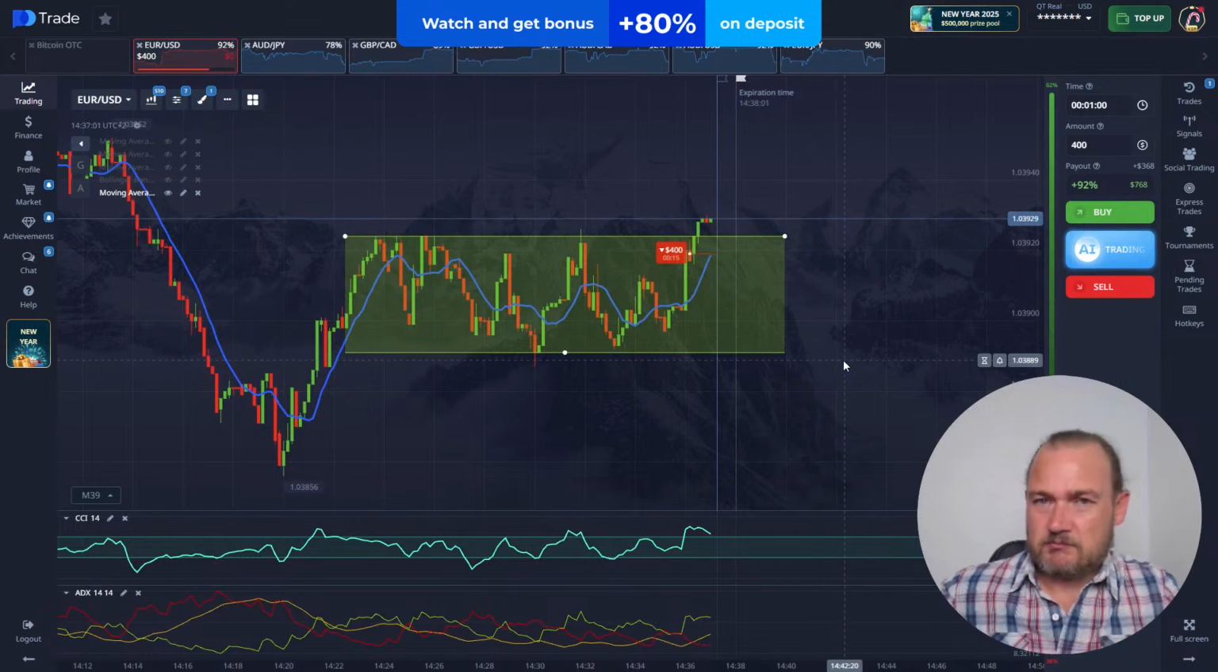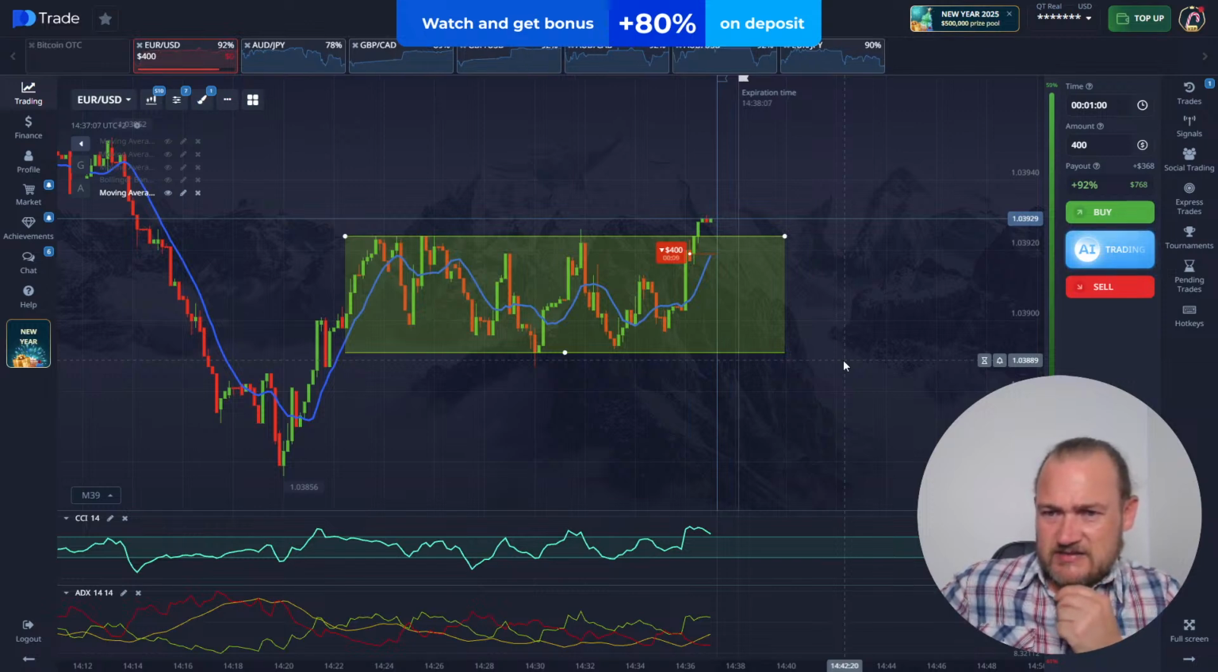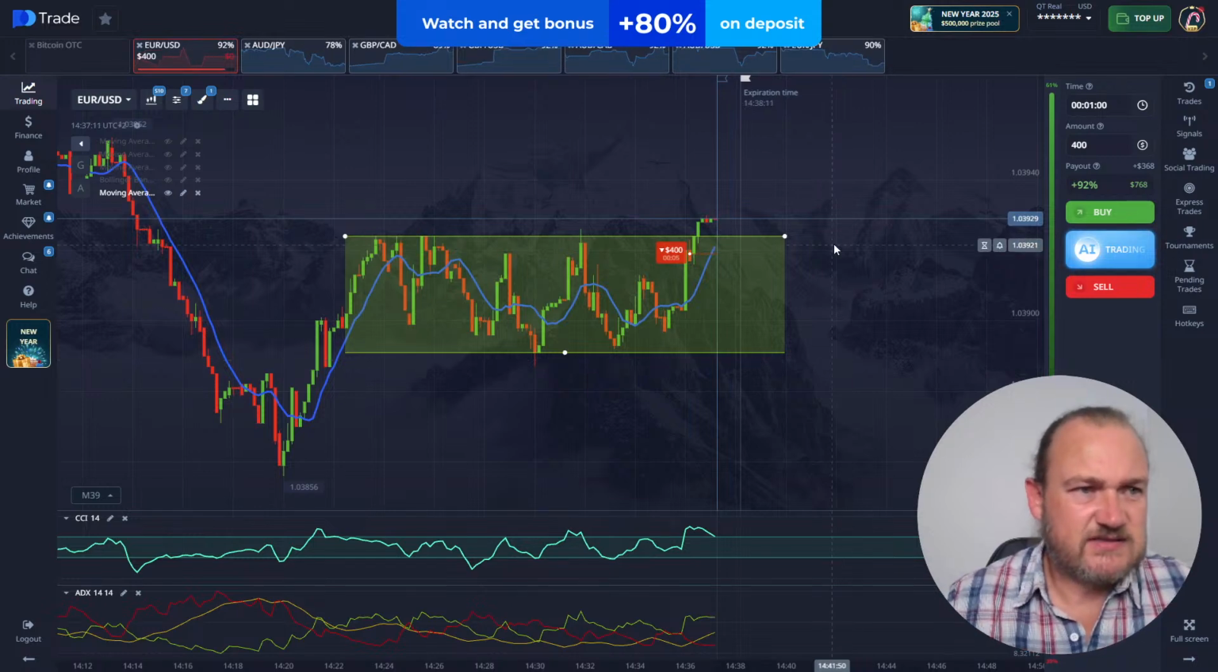Okay, so there will always be losing trades. I haven't seen a 100% strategy up until now. It doesn't exist, so please don't let people tell you it does.